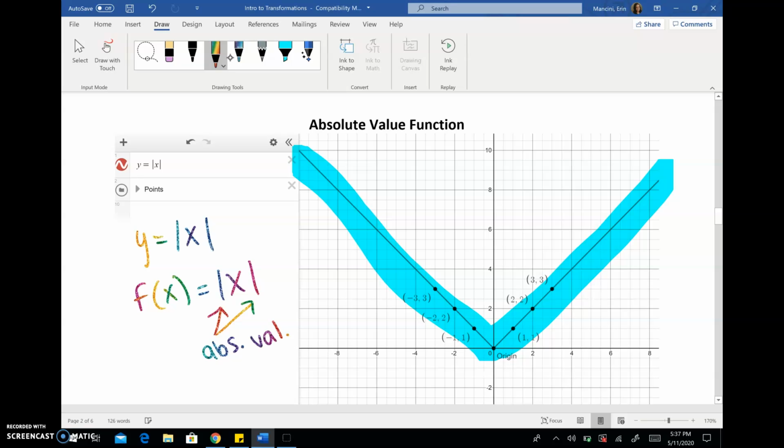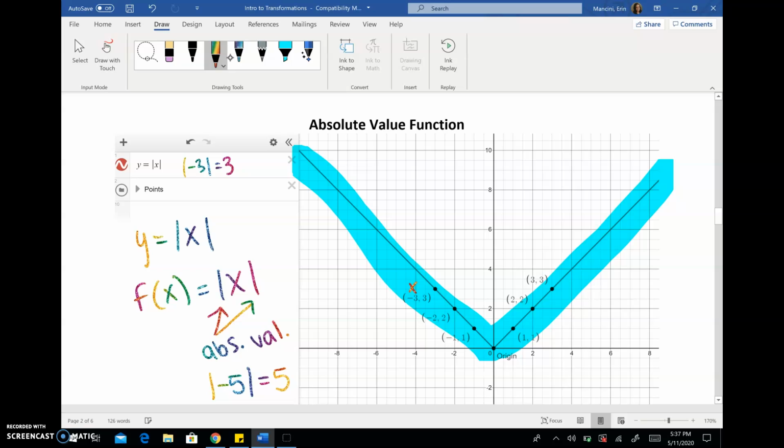All absolute value does is measure the distance from 0 on a number line. And distance is always positive. So if I take the absolute value of -5, the distance from 0 on a number line would be 5 units away. Or if I take the absolute value of, let's say, x is -3, the absolute value would be the distance from 0, which would be +3.